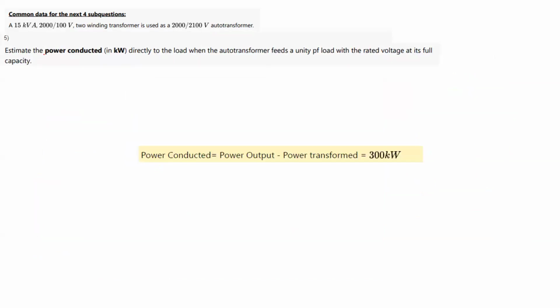Now let us see what is the power conducted, or conductive power, into the load. Basically we have seen that the conductive power is nothing but total power minus inductive power.